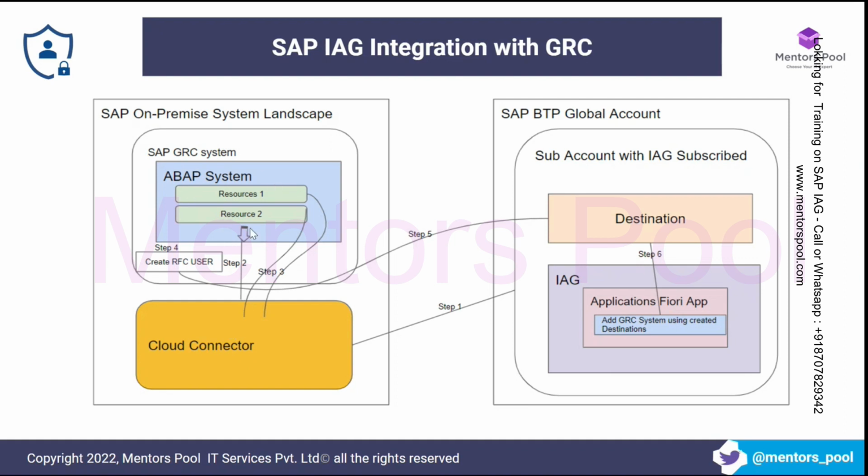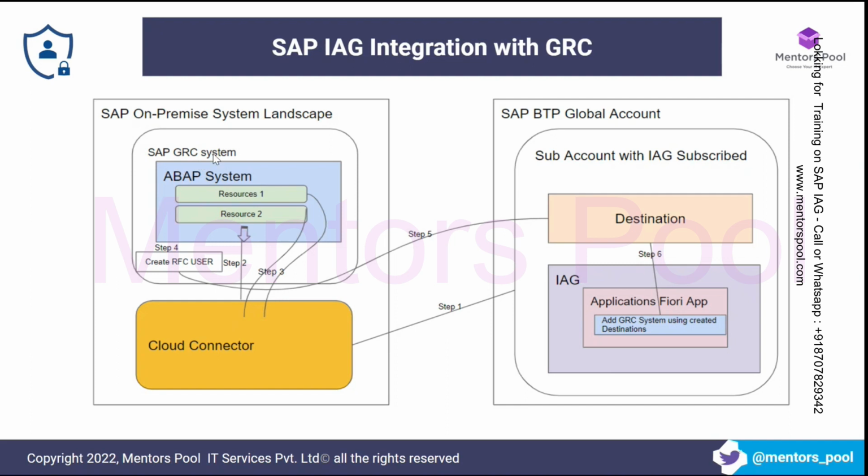Step number three is to add resources, the ABAP system resources which you want to utilize in IAG. You will add those resources. Step four is you have to create an RFC user, which will be a system type user. And why we are creating it: this user will be utilized by IAG or BTP to access this system.